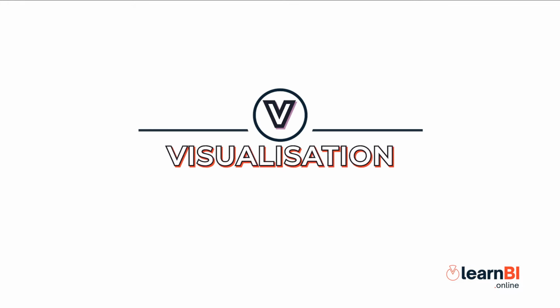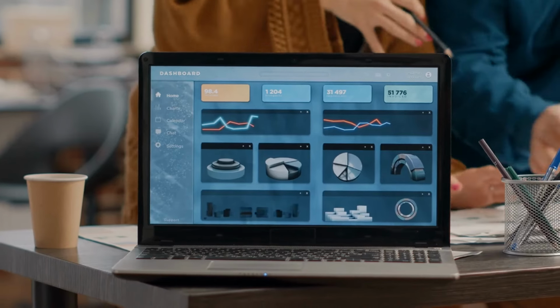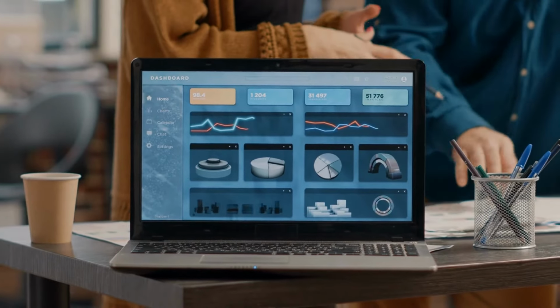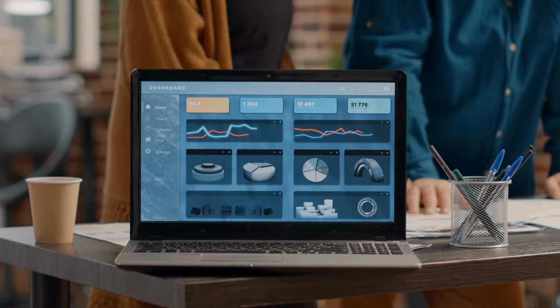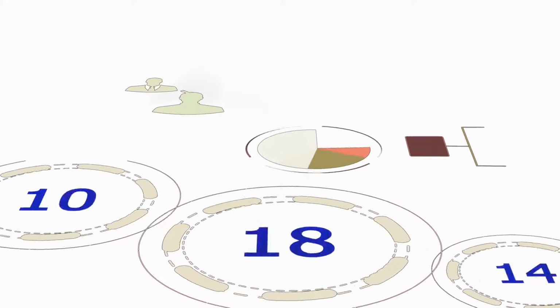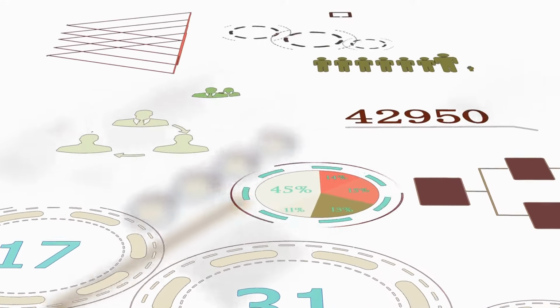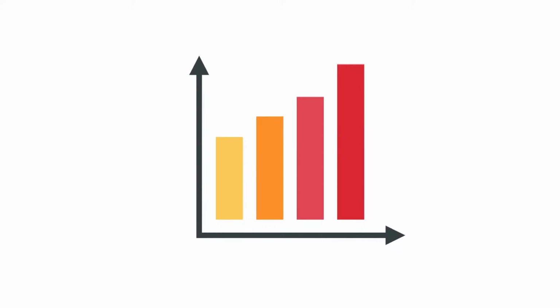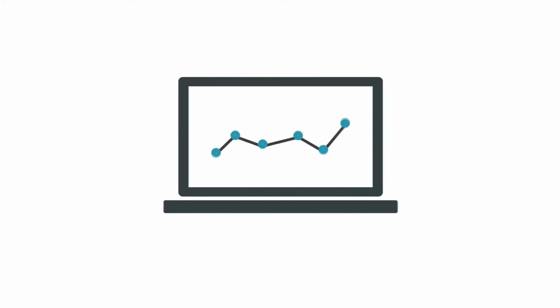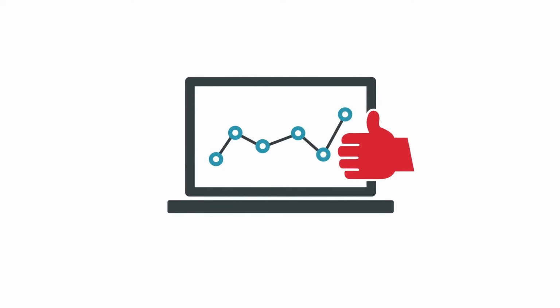V is for visualization. Data visualization is the practice of using visual elements like charts and graphs to represent and communicate data patterns, trends, and insights. Visualizing aggregated data allows viewers to better understand large data sets.